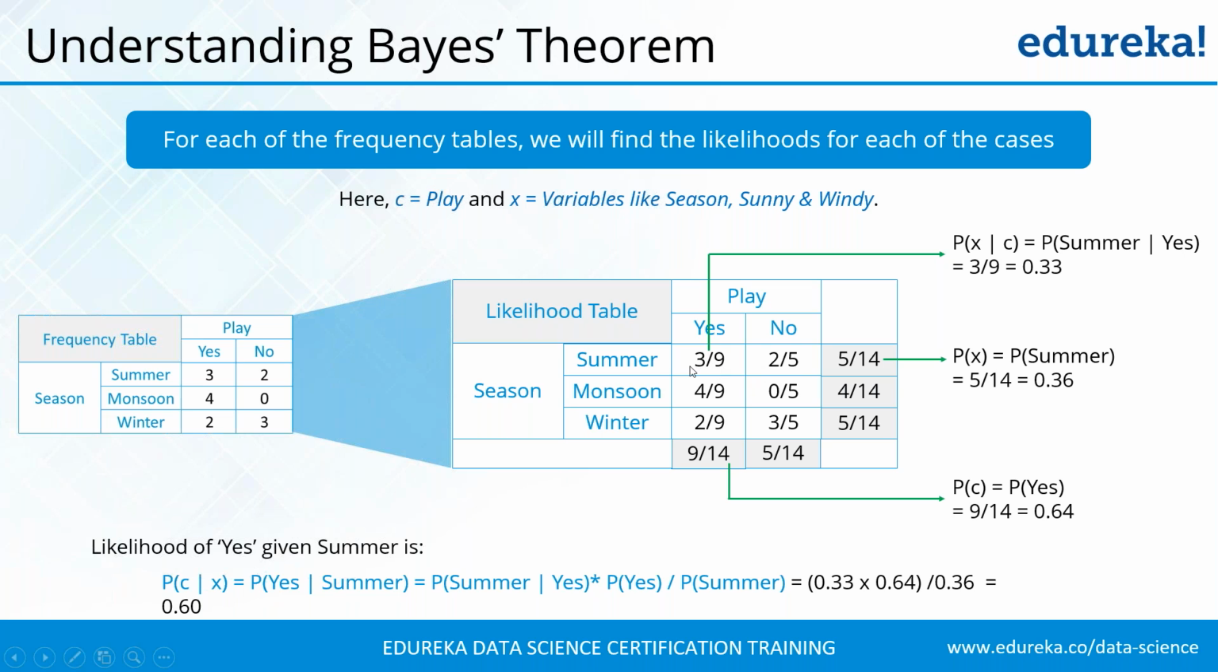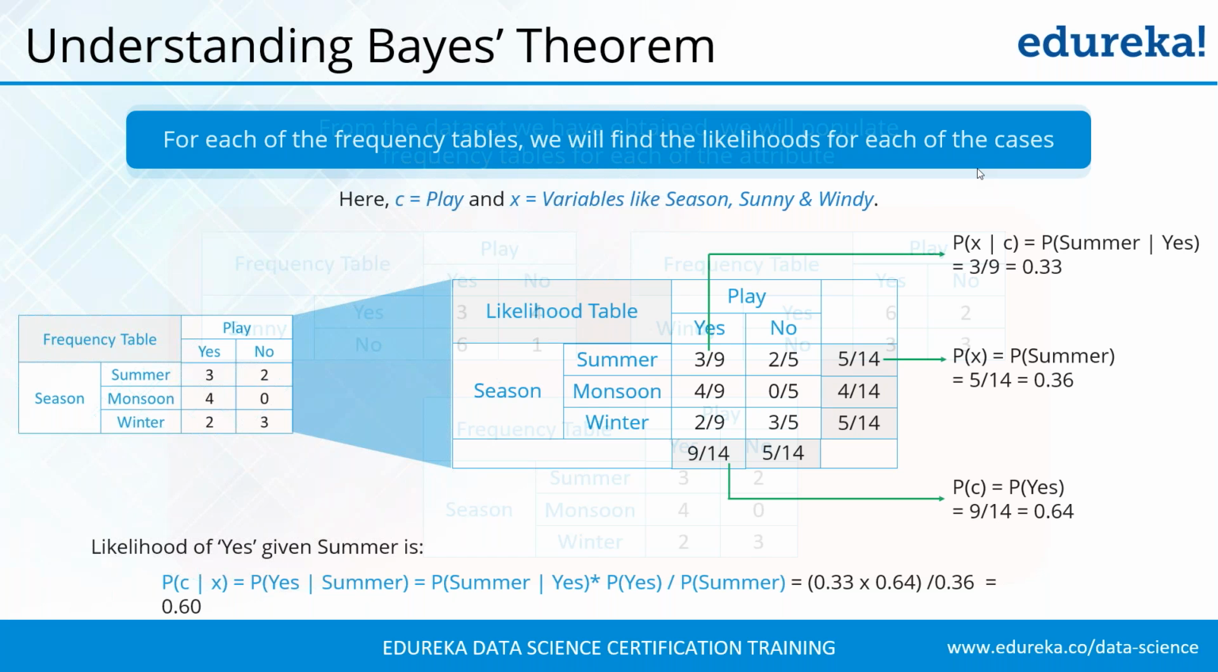So 3 by 9 is the score for the probability of the season being summer given the match was played. This symbol that you see here, the pipe symbol, is read as given. Probability of the season being summer given the match was played. This can be calculated pretty easily like this, 0.33. And this is what our likelihoods are.